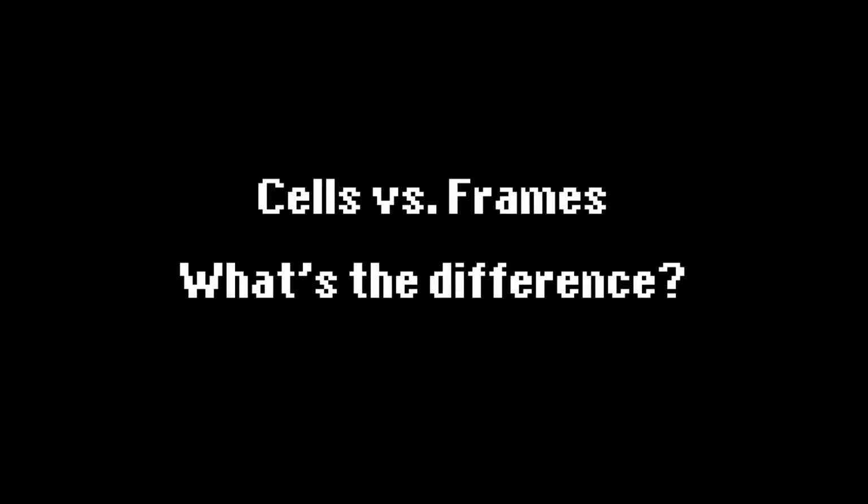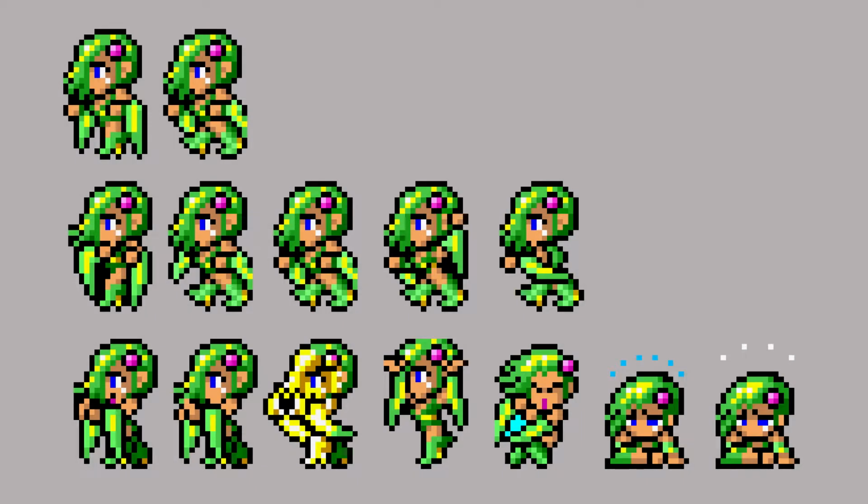Just to clear up any confusion in terms, let's talk about the difference between a cell and a frame. Now, you may often hear animators use those terms interchangeably. I know I'll mess up and do it myself, but there actually is a difference. So a cell is an individual drawing. So looking again at the sprite sheet, each one of those sprites would be considered a cell.